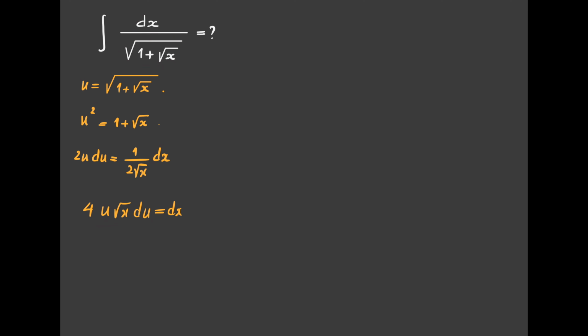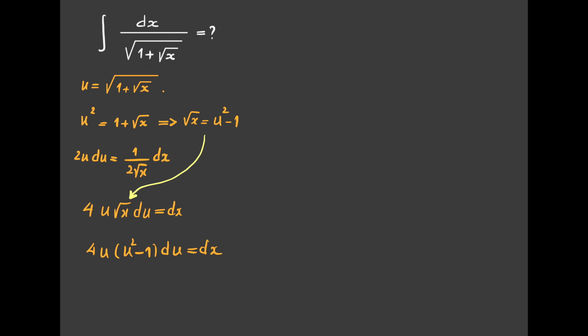If you know your strategy, you go backward a little bit and calculate square root of x in terms of u. So it becomes u squared minus 1. And then the problem is solved because you go back here and take square root of x and replace it with u squared minus 1. So let me just put an arrow here to represent what I'm doing, and then it becomes 4u times u squared minus 1 du is equal to dx. Now everything is ready. Now dx is expressed in terms of u only. There is no mixture of x and u.